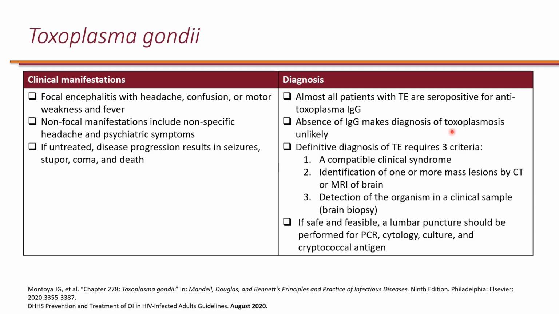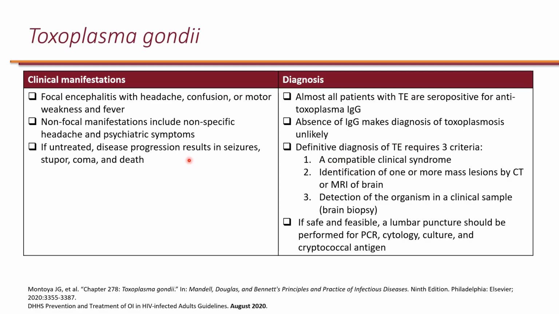For diagnosis, it is important for all patients with TE to be tested for Toxoplasma IgG because they will be seropositive. So Toxoplasma IgG will be positive. If the IgG is negative, it's very unlikely that someone has toxoplasmosis. Now, definitive diagnosis requires 3 criteria.